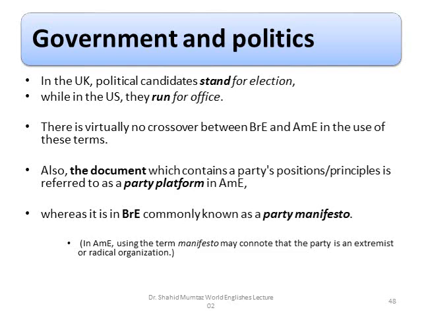Okay, in American English, using the term manifesto may connote that the party is an extremist or radical organization. So if in America manifesto can put a political party in trouble these days, I guess, if they use this term.